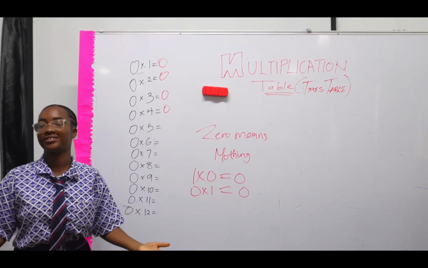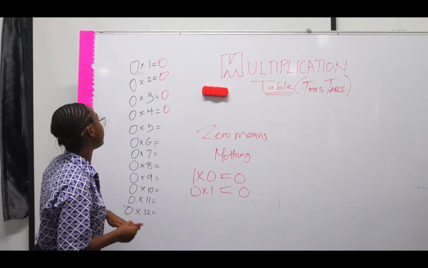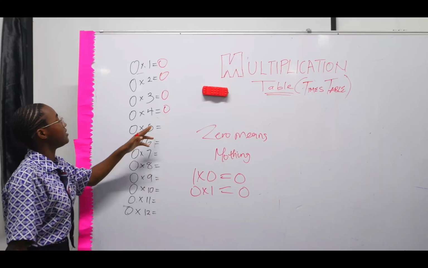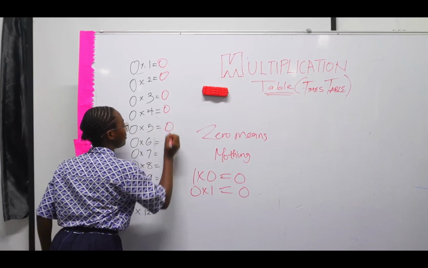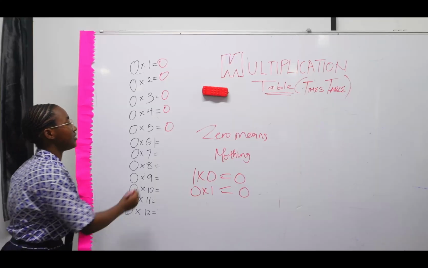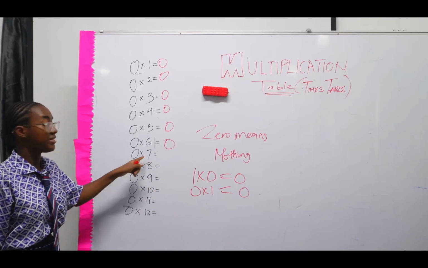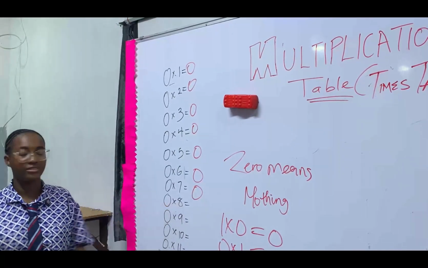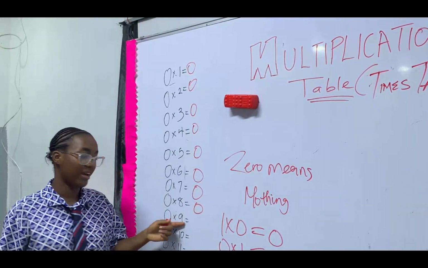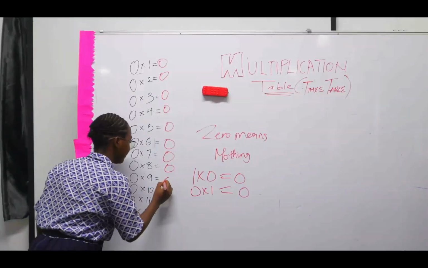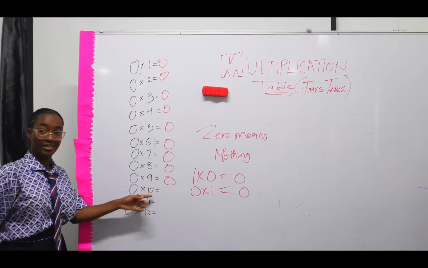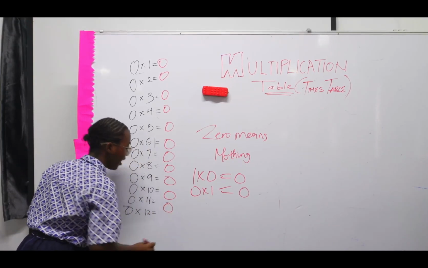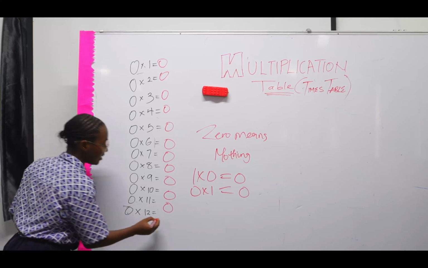So now let's fill in this using the commutative law. Five times zero is zero. Six times zero, zero. Seven times zero is zero. Eight times zero is zero. Nine times zero is zero. Zero times ten is zero. Zero times eleven is zero. And finally, zero times twelve is zero.